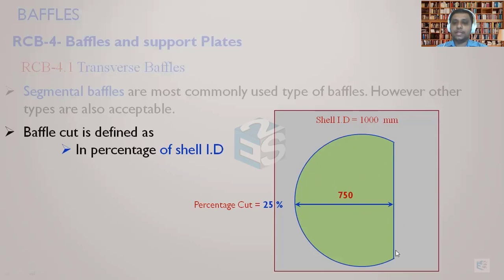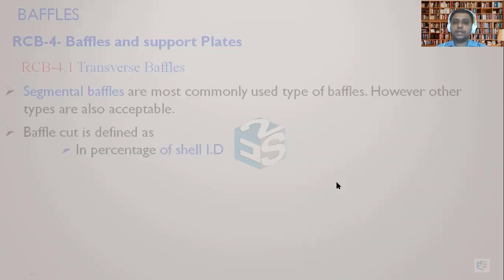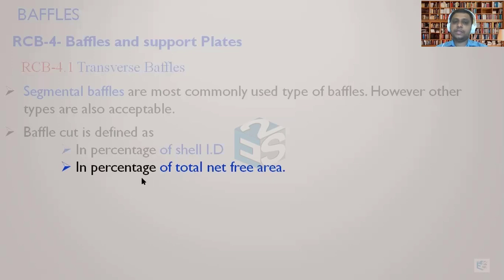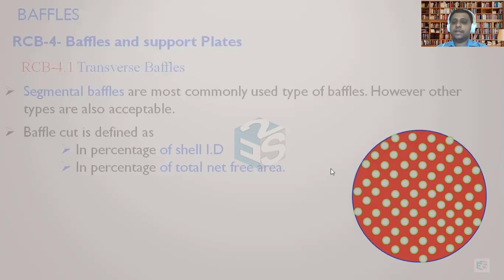So one cut will be like this, another alternate baffle will have this side full and this side there will be a cut. So there will be alternate cuts so that the fluid can pass across it like a serpentine movement. Now, there are two ways it has been defined. First is in percentage of shell ID, and another is in percentage of the total net free area. So, how to define this total net free area? Let's have another example.